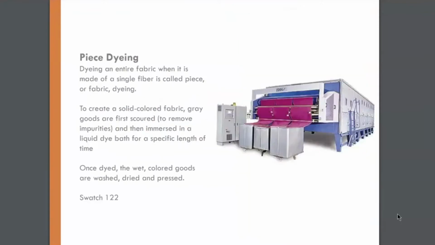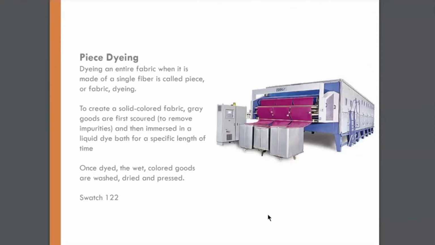If the fabric didn't have yarn that was dyed and then woven, well, that grayish, crummy gray looking fabric can be what's called piece dyed. Piece dyeing is when you dye an entire fabric, a single piece, and you dip it through a solid color in this vat. And so you can see here's the color. In here, it's being colored from a white color to this fuchsia pink, and then it's being pulled in here. Once dyed, the wet colored goods are washed, dried, and then pressed.